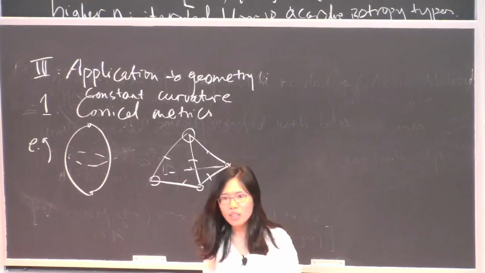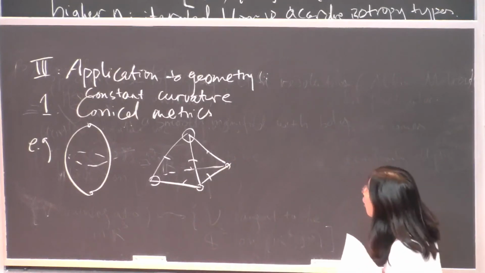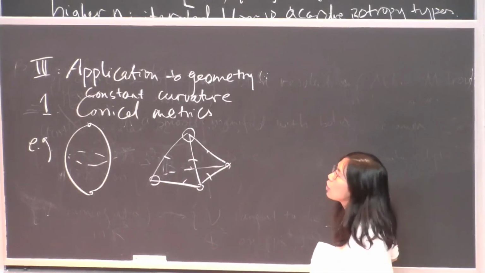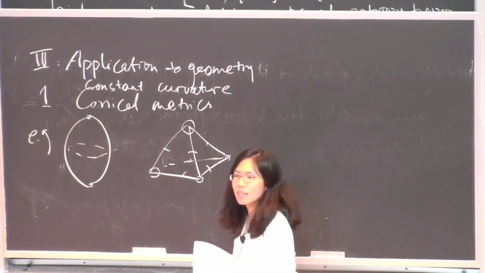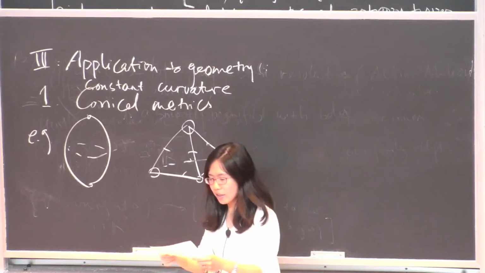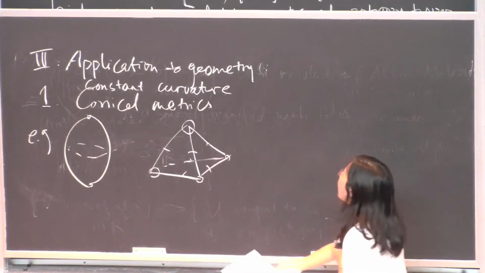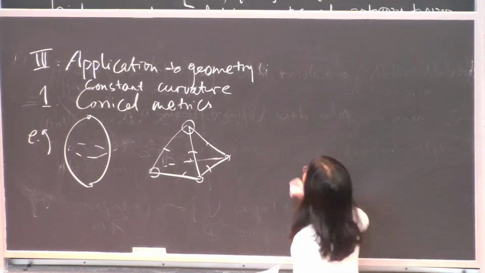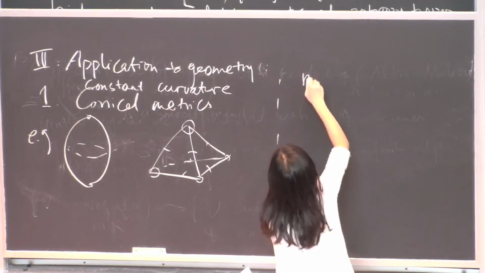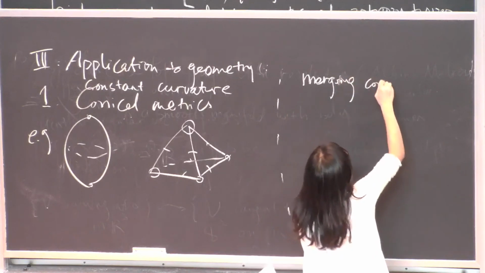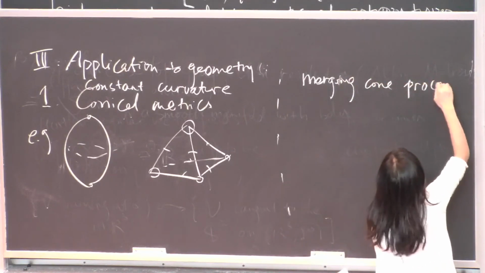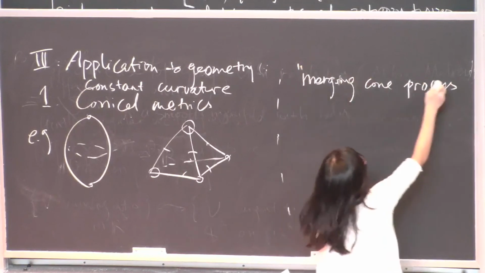Okay. So this is a big object, and still, a lot of things we still don't know. For example, even the existence and uniqueness in some cases we still don't know. So there's a lot of active research going on. And what I want to briefly mention here is this so-called merging cone process, which again, I'm just going to draw pictures.